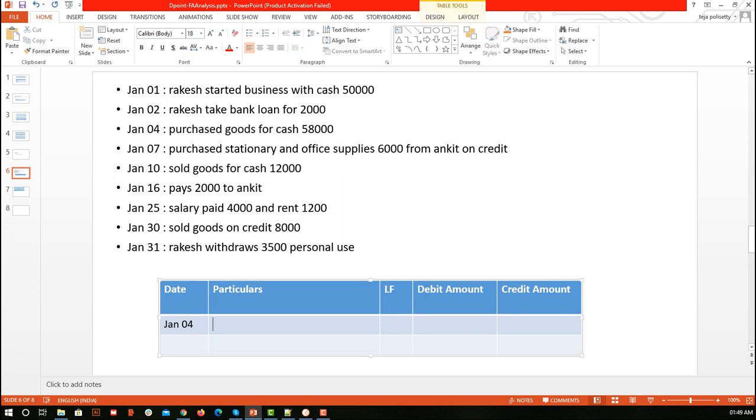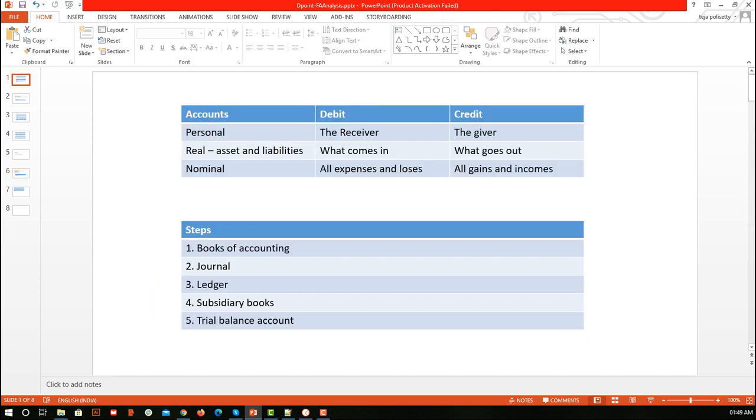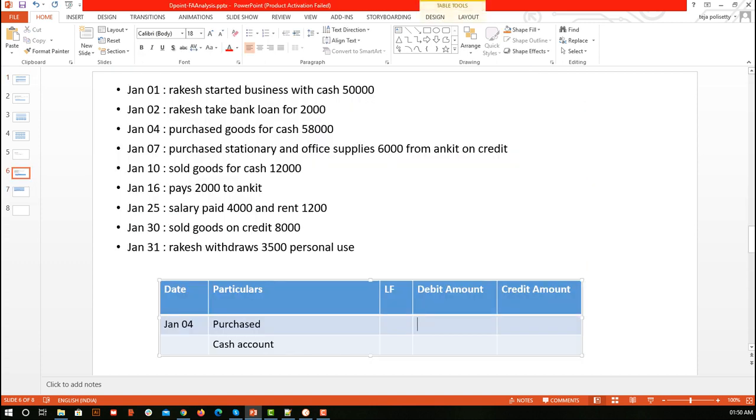So here we have the purchase account and then we have the cash account. Now what is happening? Purchased goods means something is coming inside purchase. If we are purchasing goods, that is going to be our asset, and something is coming inside that asset. So we are going to say that purchased goods is our asset and it is coming in, so we are going to debit that account. Here we are going to debit 58,000. Similarly the cash account is a real account and the money is going out, so we are going to credit it, 58,000.